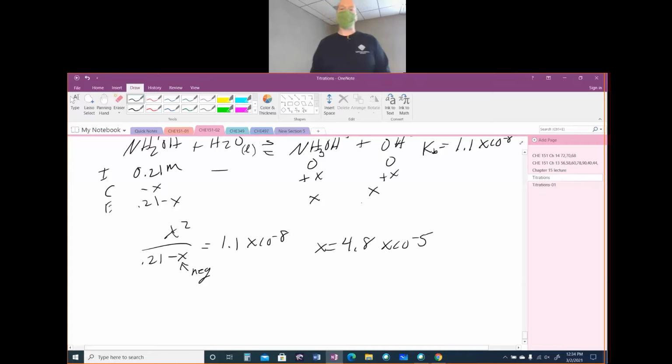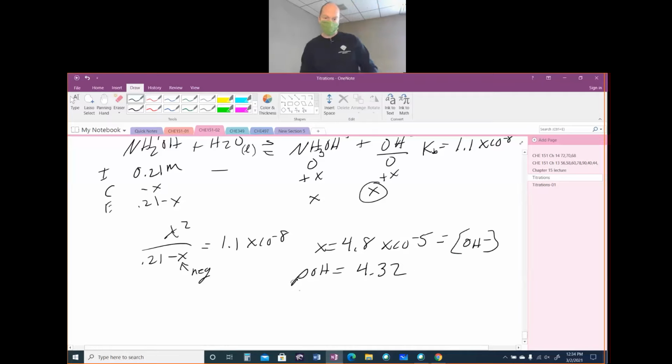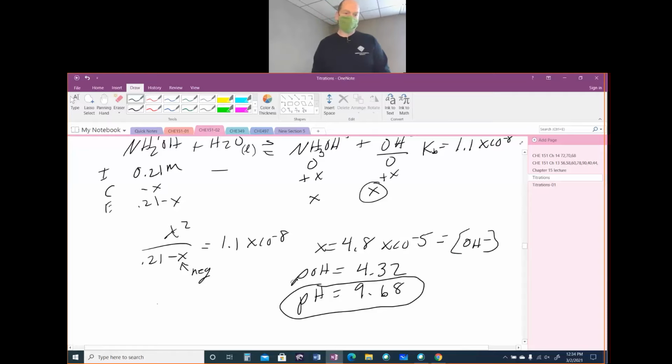Again, you always have to look and see what x is. In this case, it's the Kb, so x is equal to your OH minus concentration. And so we can go to the pOH. The negative log of that, and we get 4.32. Of course, it asks for the pH, not the pOH, and so the pH is 9.68, because your pH plus your pOH has to equal 14. And 4.32 and 9.68 give you 14.